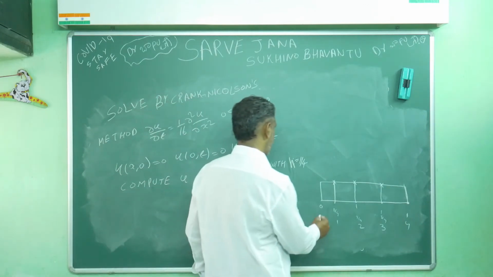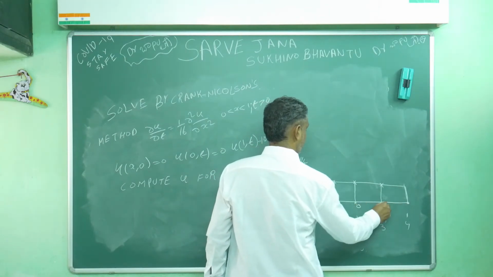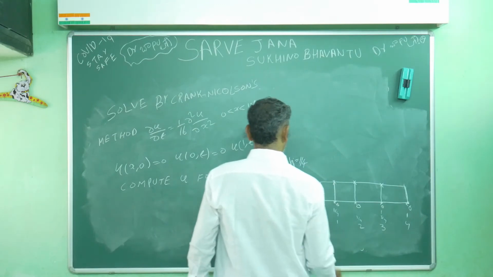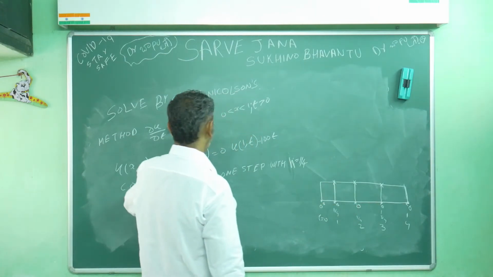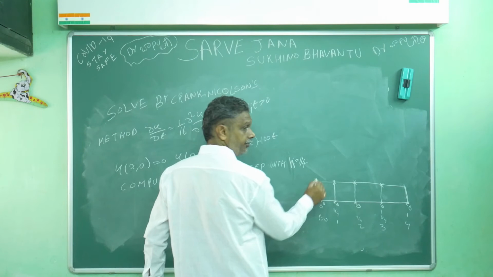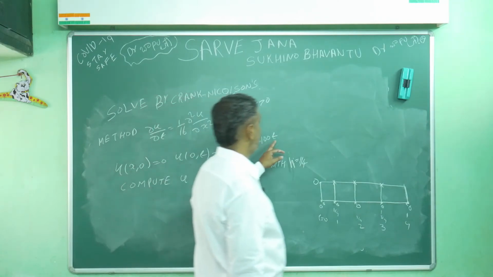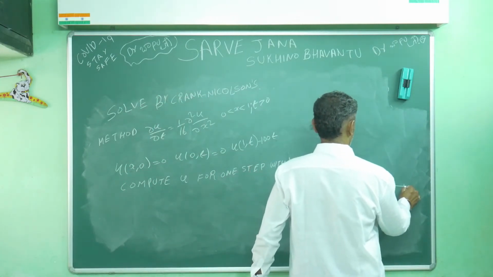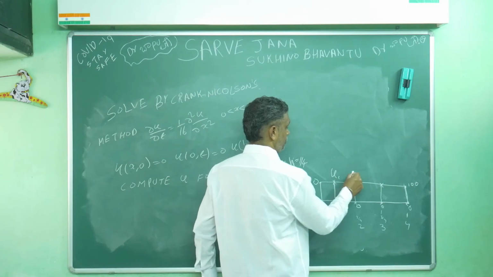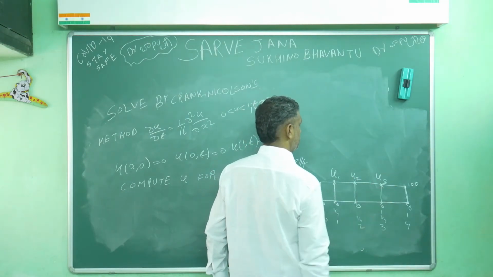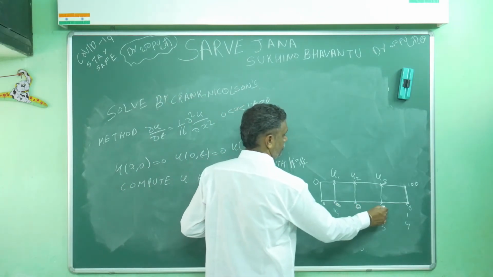This is 0. These values are all zeros, given condition. See, boundary conditions are what? u(x,0) = 0, these are all zeros. Then u(0,t) = 0, this is also 0. Correct or not? Now what I want, this is given: u(1,t) is 100t. Here t = 1, that is 100. Now what I want to find out is u1, u2, u3. These are all values 0, 0, 0.